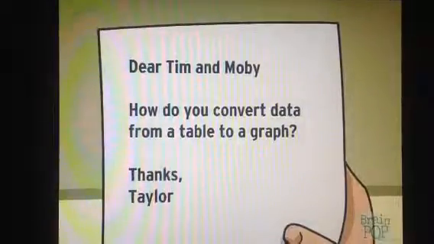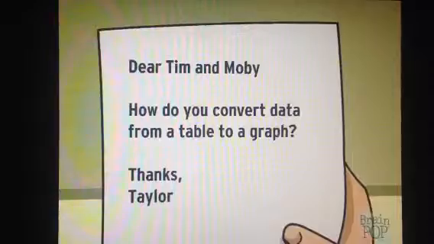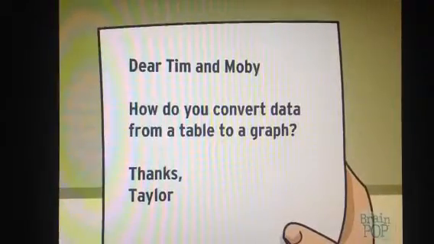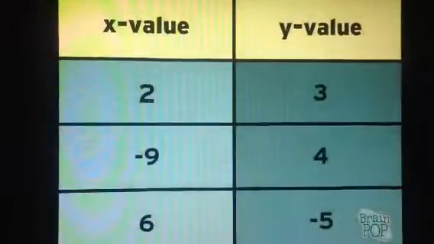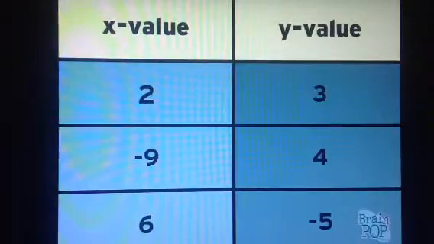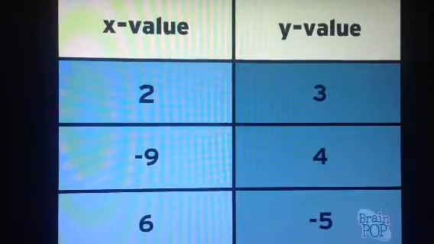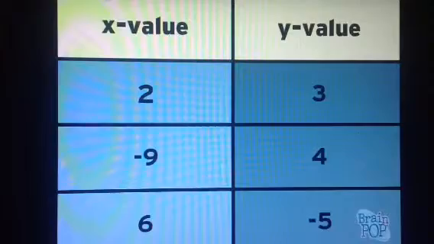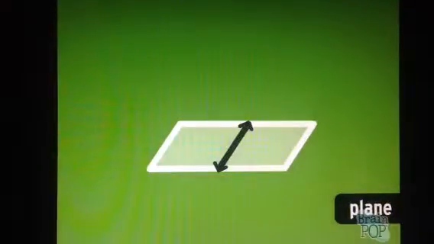Dear Tim and Moby, how do you convert data from a table to a graph? Thanks, Taylor. Well, to convert data to a graph from a table of values like this one, you need to know about coordinate planes. A plane is a flat surface with length and width, but no depth. In other words, it has 2 dimensions instead of 3. And it has no edges, sort of like a piece of paper that goes on forever.